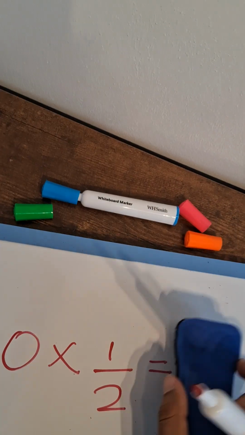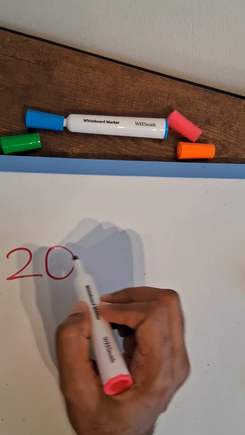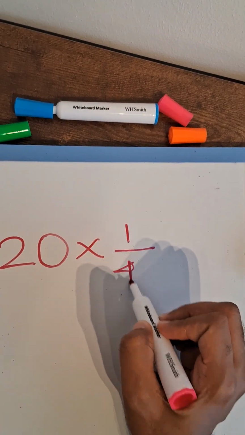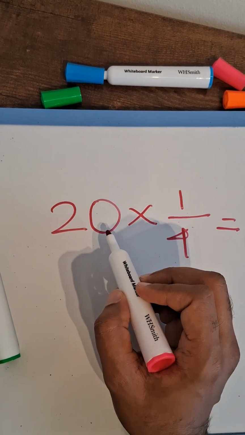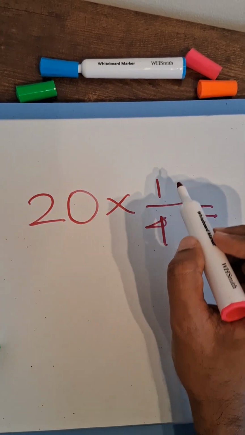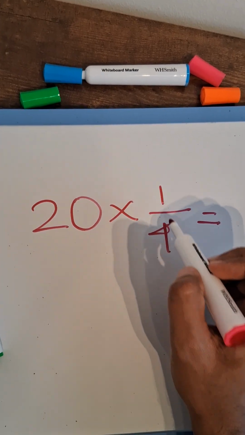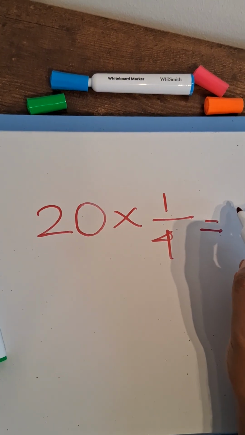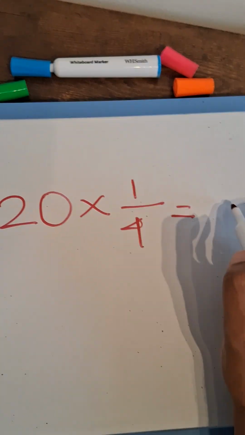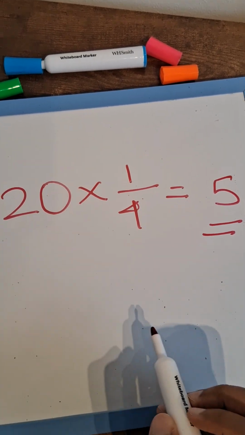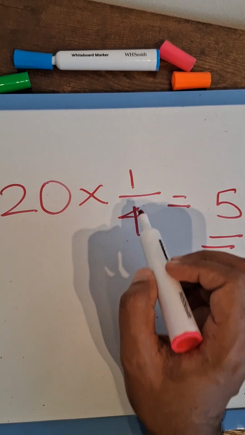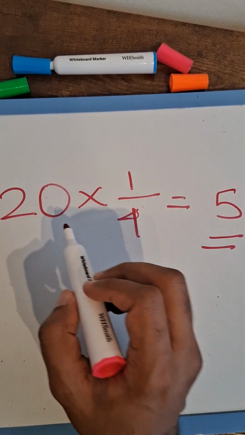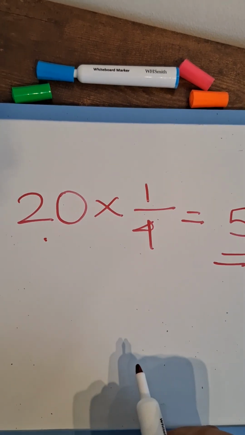Okay? And another number, 20 multiplied by 1/4. What's the answer? We know if it was just 1, it is just 20. If it was half, half of 20 is 10. 1/4 is 5. See, because this number is smaller than 1, the answer is smaller than the first number.